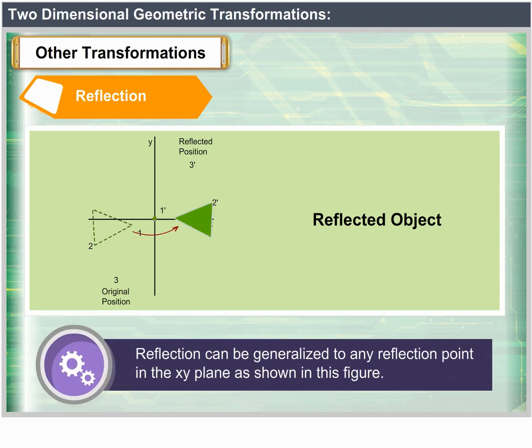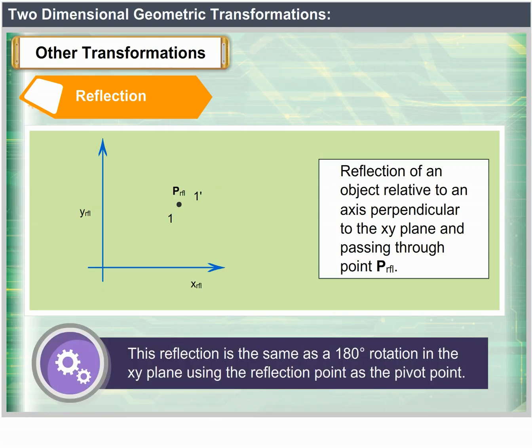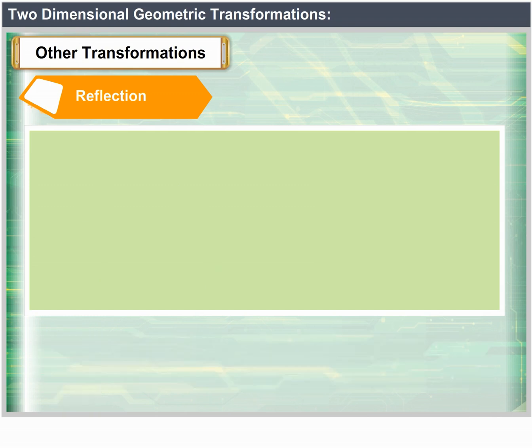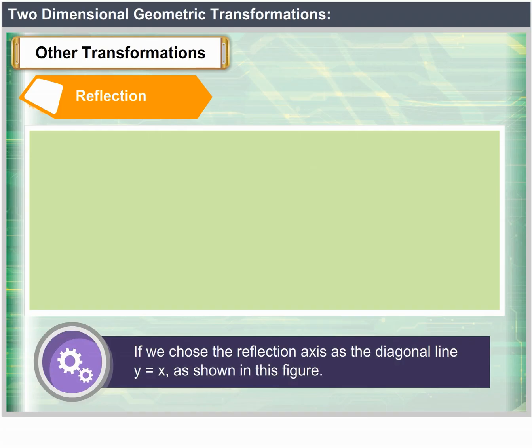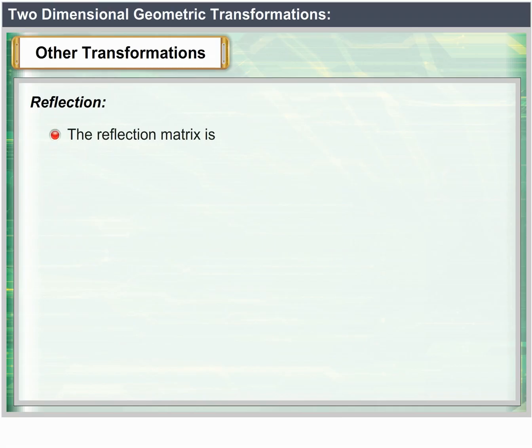Reflection can be generalized to any reflection point in the xy plane as shown in this figure. This figure shows a reflection of an object relative to an axis perpendicular to the xy plane and passing through the point P RFL. This reflection is the same as a 180-degree rotation in the xy plane using the reflection point as the pivot point. If we choose the reflection axis as the diagonal line y equals x, as shown in this figure, we get a reflection of an object with respect to the line y equals x. The reflection matrix is shown here.